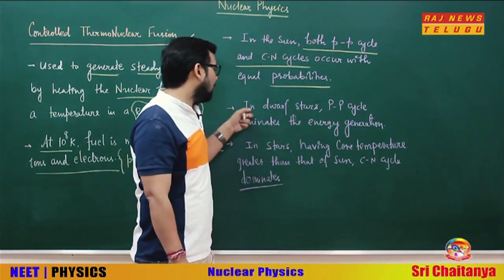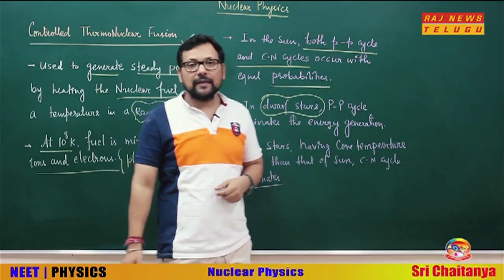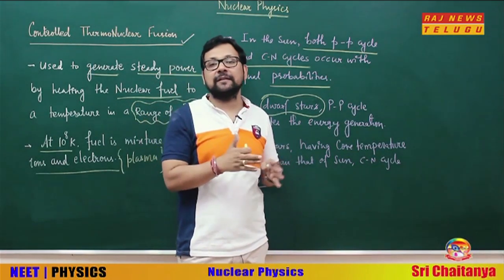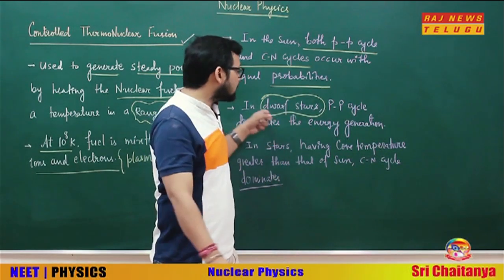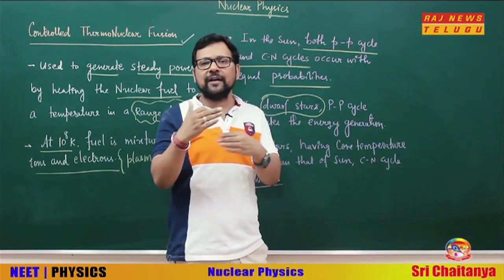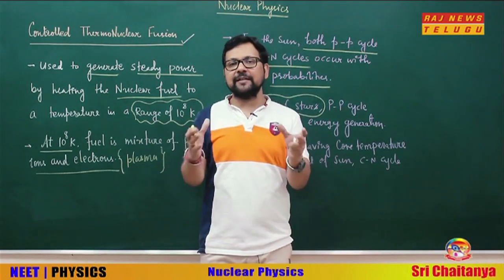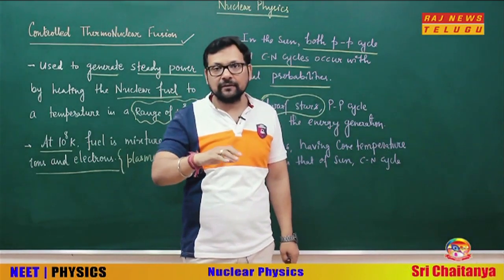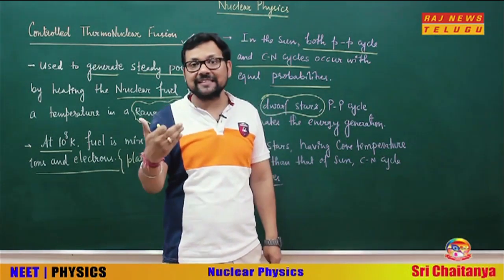And the second point, in dwarf star. What is the dwarf star? Temperature at the core of the dwarf star is less than the temperature of the sun. So we are talking about stars whose core temperature is less than the temperature of the sun. In such cases, the proton-proton cycle dominates the energy generation. In the sun, though we have discussed there are equal probabilities of carbon-nitrogen and proton-proton, they both can generate energy with equal probabilities. But in case of a temperature less than that of the sun, that is a dwarf star, the proton-proton cycle dominates the energy generation.